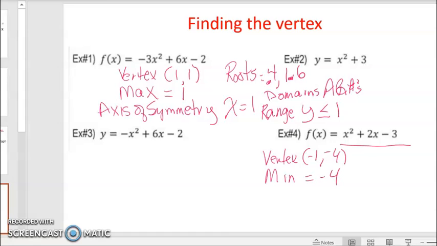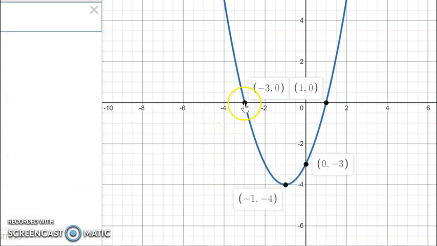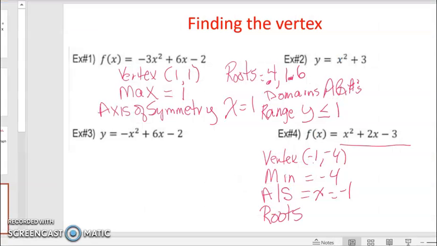And notice it's the y value of the vertex. Our axis of symmetry, remember we said it was the x value of the vertex. In this case, it's x equals -1 for our axis of symmetry. Now, our roots. Remember, our roots are where we cross x. We cross x at -3 and +1.